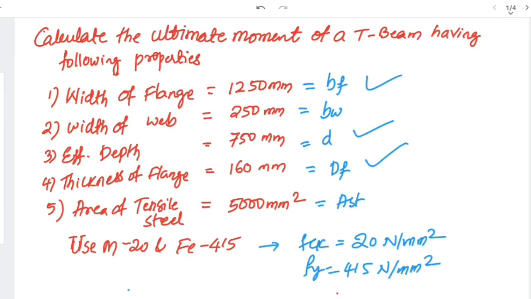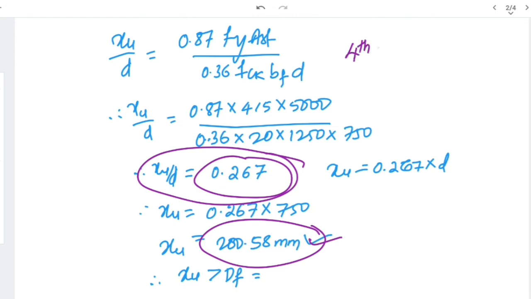Earlier we have solved the first case. Now this is the fourth case problem. When you start solving the problems on T-beam, you will come to know how exactly the flowchart will help you to solve the problems. I think you understood. Thank you.